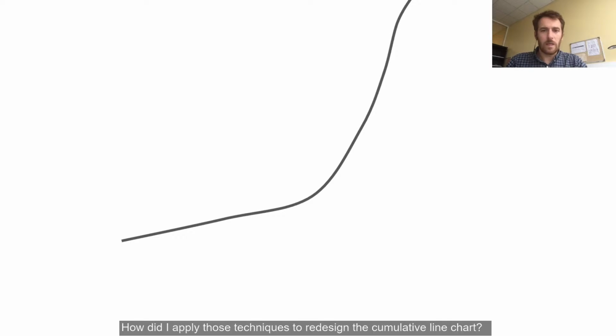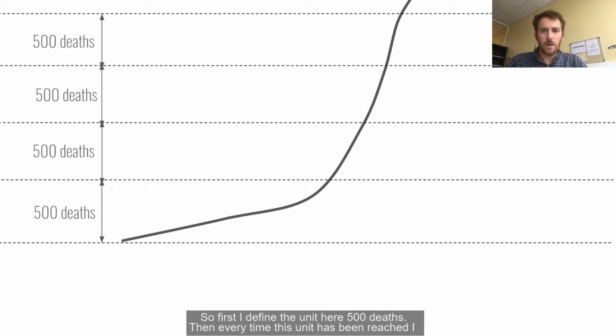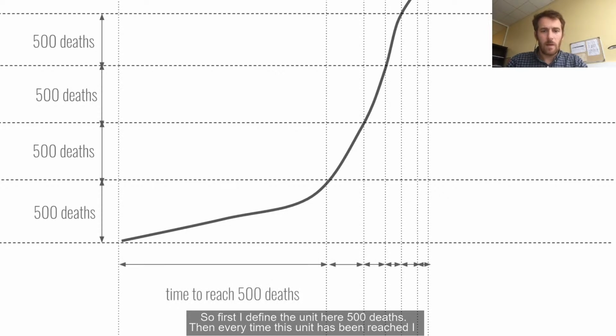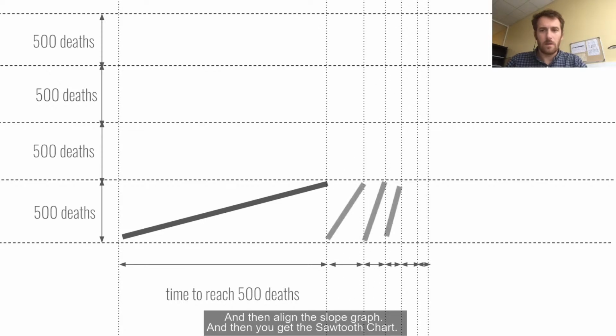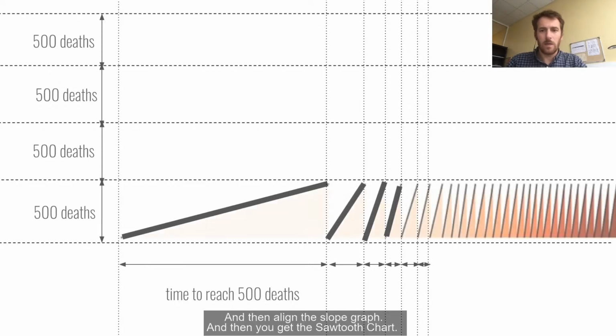How did I apply those techniques to redesign the cumulative line chart? So first, I defined a unit, here 500 deaths. Then, every time this unit had been reached, I recorded the time interval. And for each time interval, I simplified it using slope graph. I then aligned the slope graphs, and then you get the sawtooth chart.